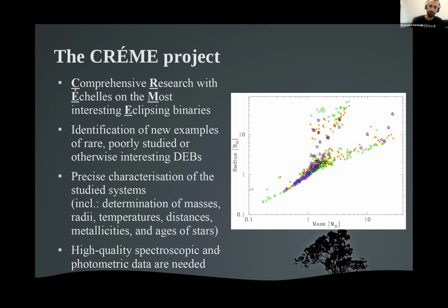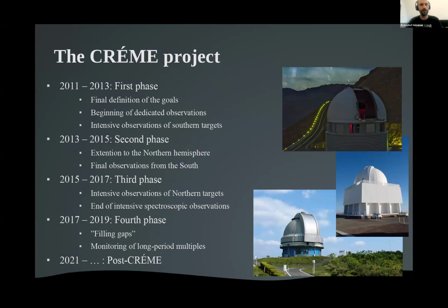So the idea was to have high quality spectroscopic data for a large number of objects selected almost blindly from a photometric survey. It all started over a decade ago in the southern hemisphere. Then as the project evolved, we also moved to the north. The spectroscopic observational part is almost done, except for some cases where we had additional time this year. You can see some of the telescopes that were used for this project.